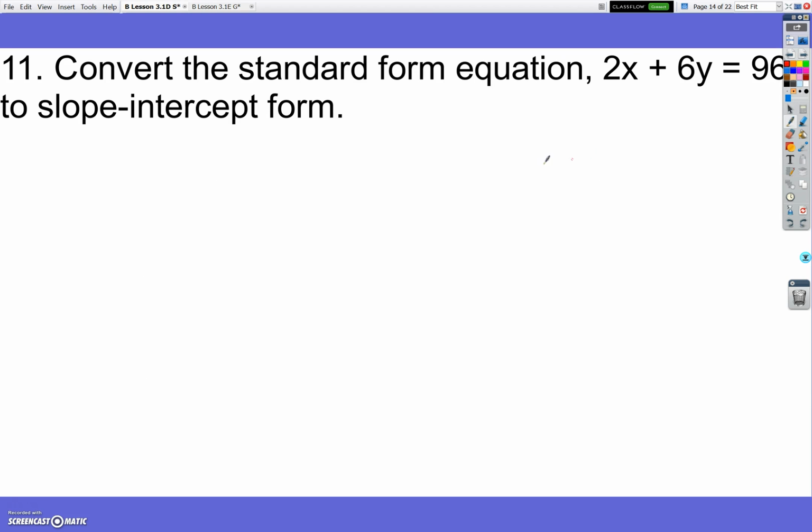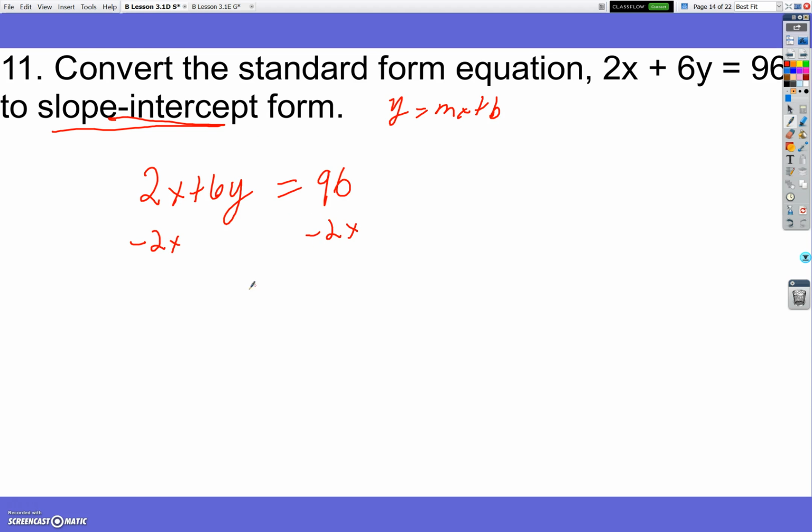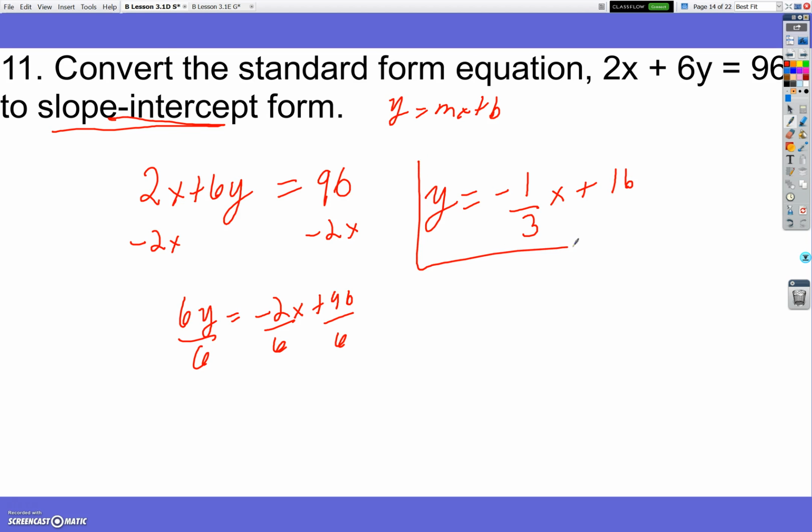So let's go ahead and look at this. I have this formula, 2x plus 6y equals 96. And I want to convert this into slope-intercept form, which is y equals mx plus b. We've done this numerous times. So all we're going to do is subtract 2x on both sides, which will give me 6y equals negative 2x plus 96. I'm then going to divide each and every term by 6, which will give me y equals negative 6 reduces to negative 1/3 x plus 16. Here is the equation of the line.